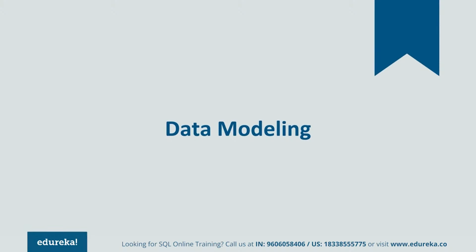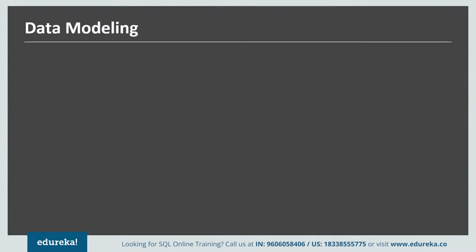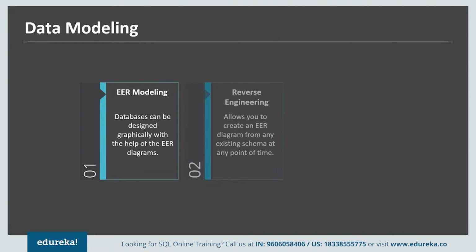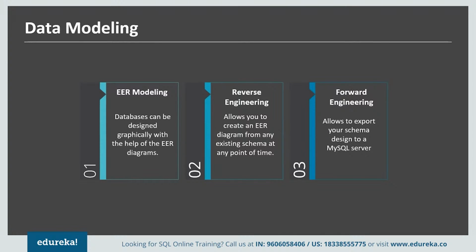that is basically our data modeling. So as I mentioned before, the data modeling module is basically used to design your databases. So this lets you work with enhanced entity relationship models. So you can create a new model, or you can also create a model of an existing database by reverse engineering, or data modeling also allows you to export your schema design to a MySQL server.